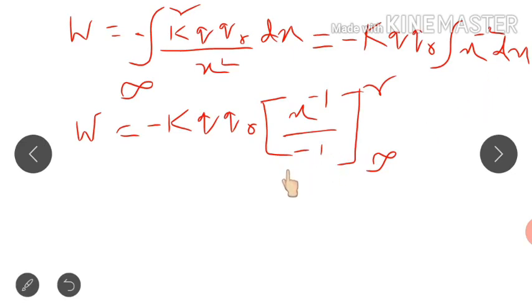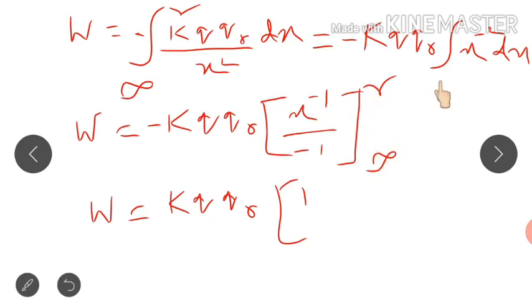Now this minus and this minus will get cancelled. So finally we'll have K Q Q0, and x to the power minus 1 could be written as 1 upon x. And if we substitute the limits, it will be upper limit minus lower limit, so it will be 1 upon r minus 1 upon infinity.